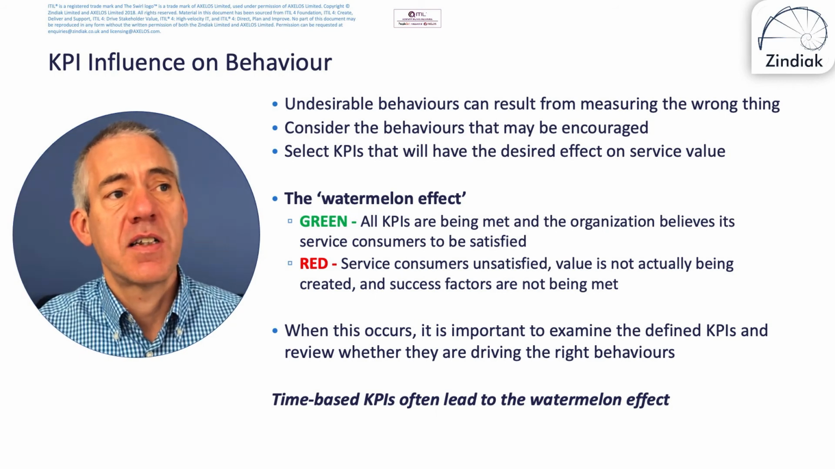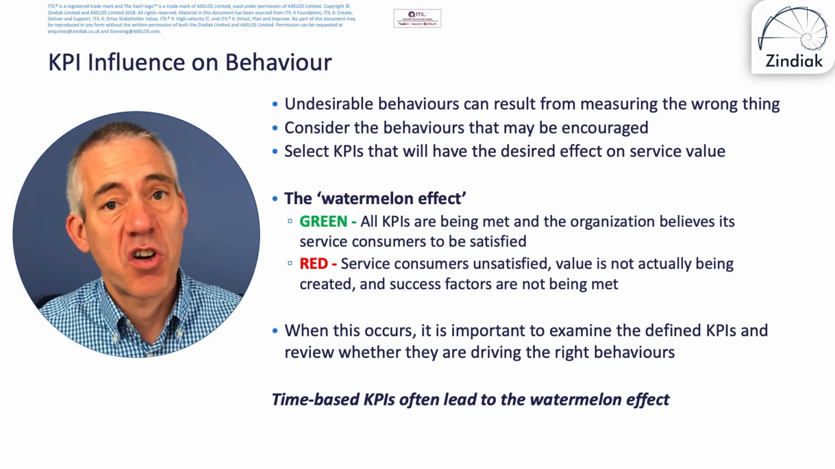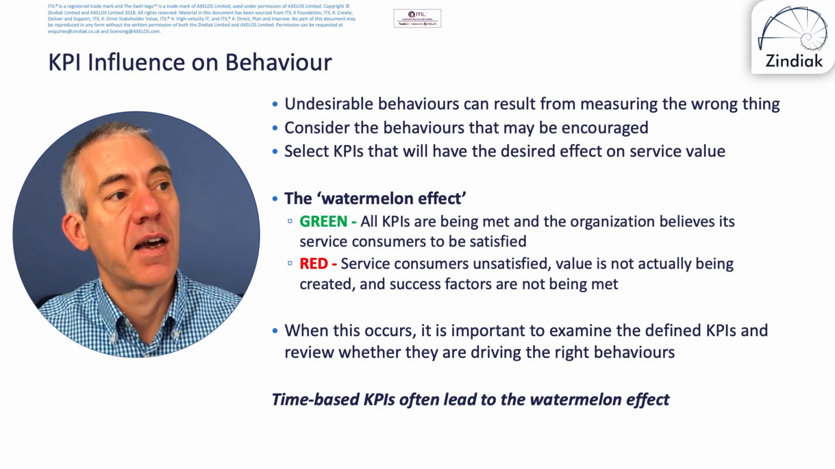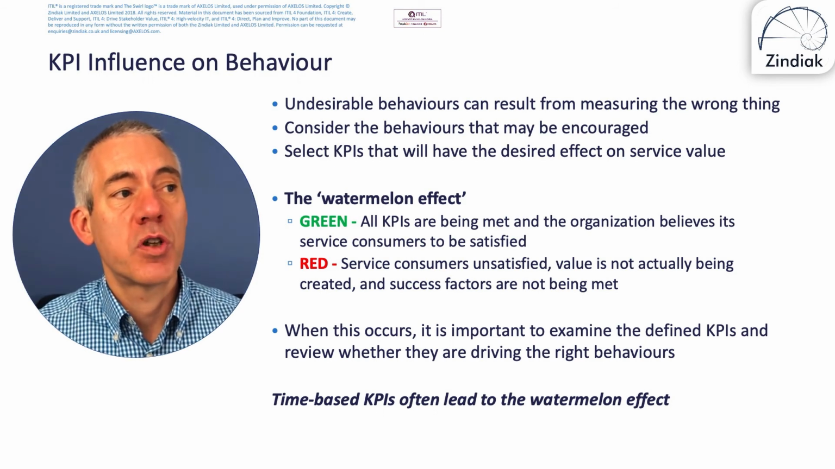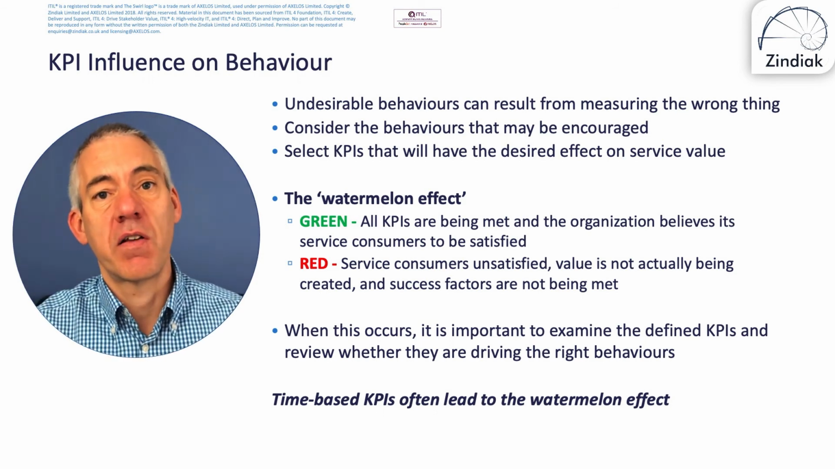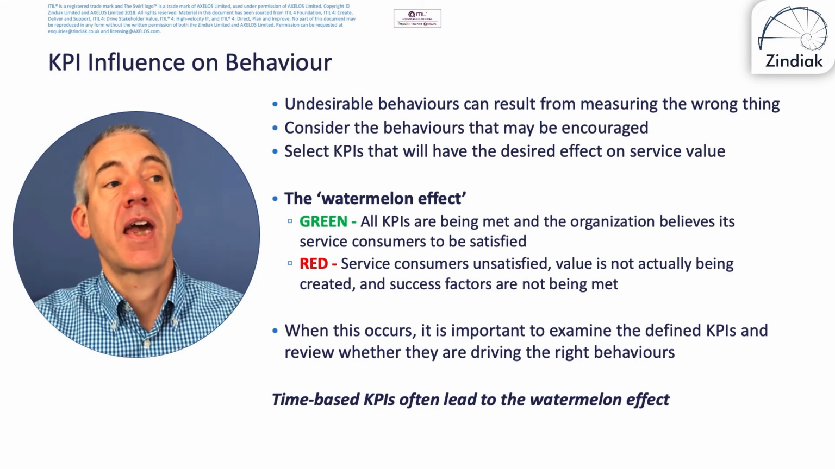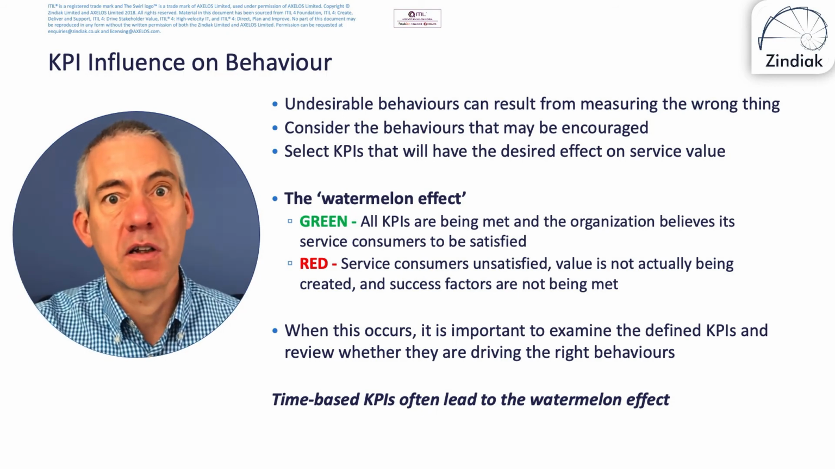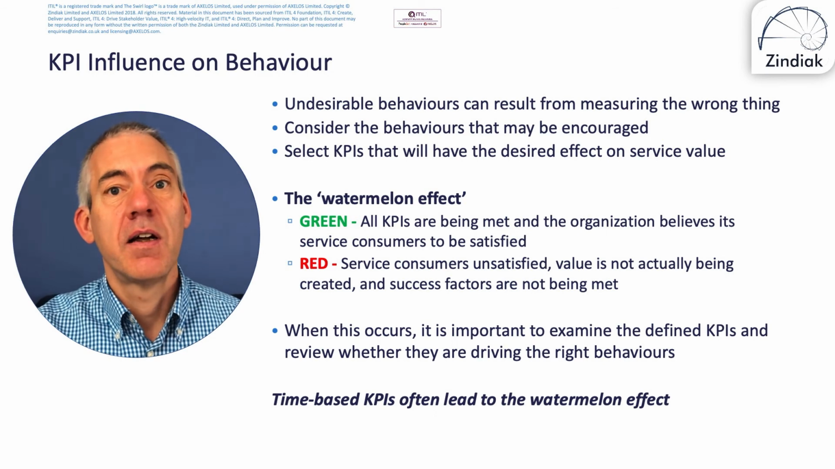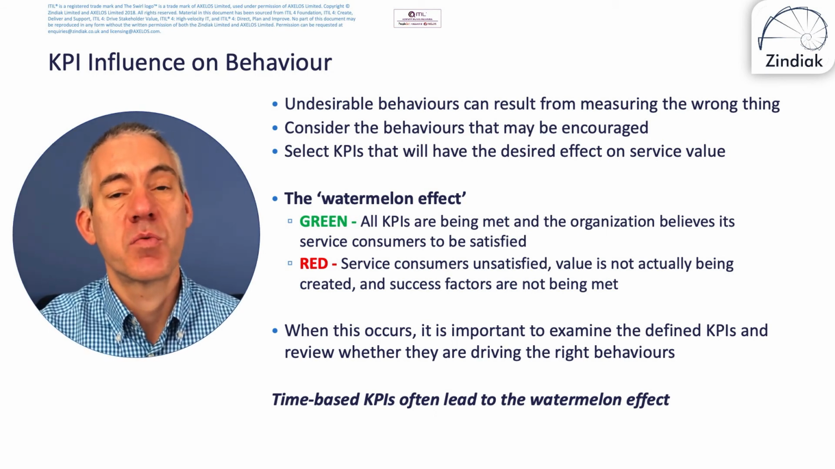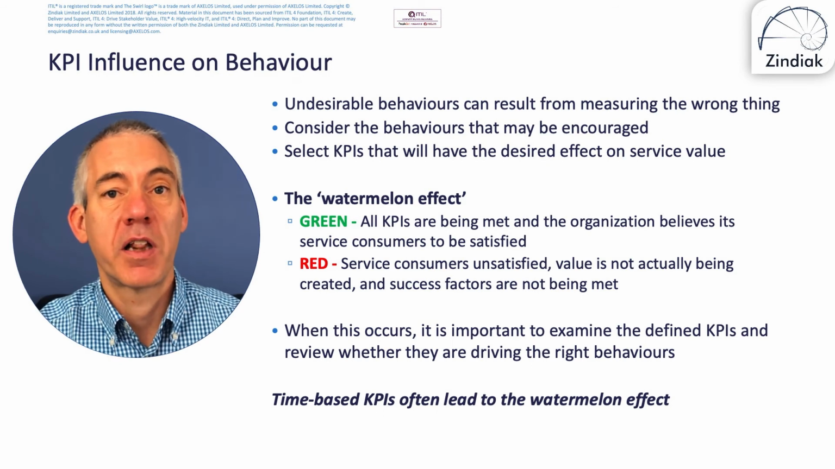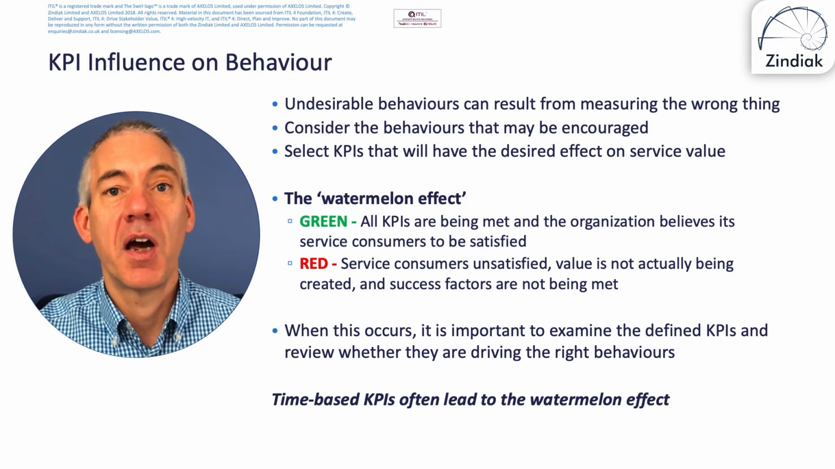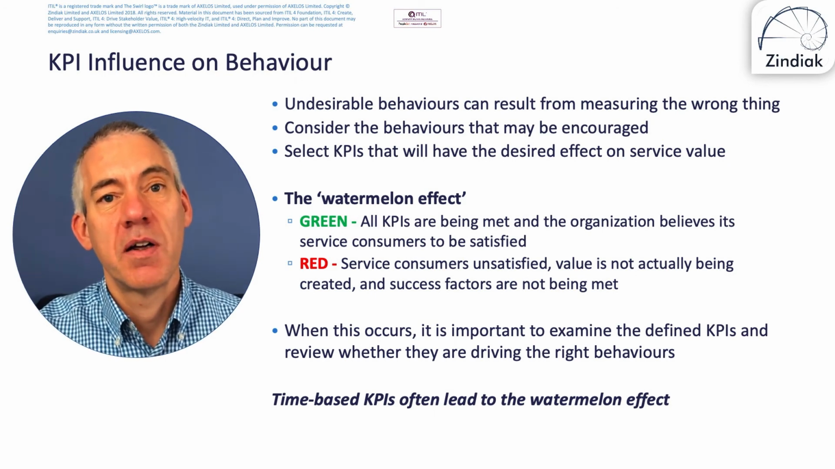Select KPIs that will have the desired effect on service value. Obviously, you're going to try and do that, but check that they are. So don't just assume that they are, check that they are. And what we want to avoid is that watermelon effect. Watermelon's green on the outside, red on the inside. So the idea is the KPI is green. The KPIs we've selected, we're answering the call quickly, we're closing the call quickly, so they're green, but the customer's not satisfied because when we answer the call quickly, we just put them on hold, and when we close the call, we haven't actually solved their issue. So we've picked the wrong KPIs. The KPIs are green, but the customer is dissatisfied.